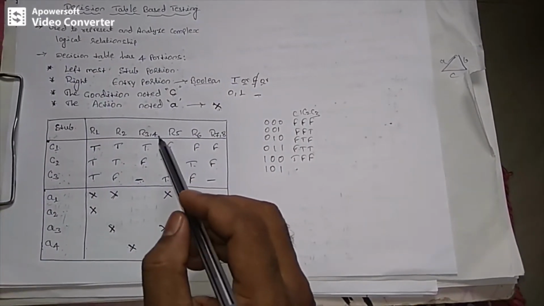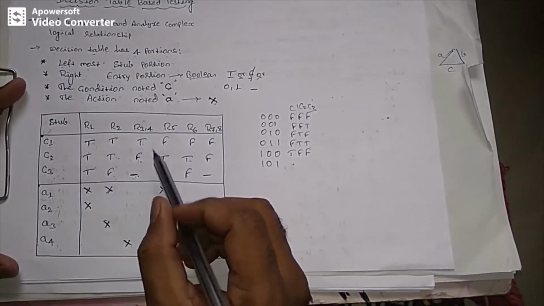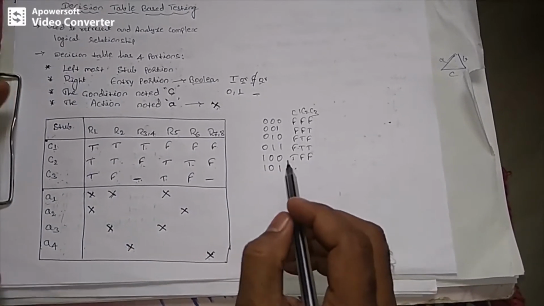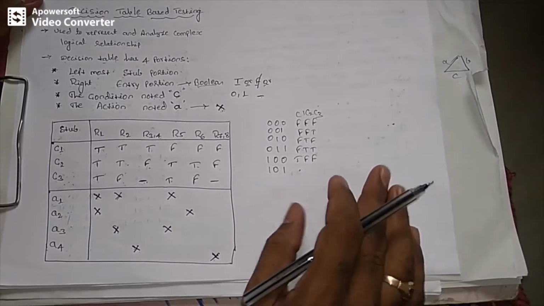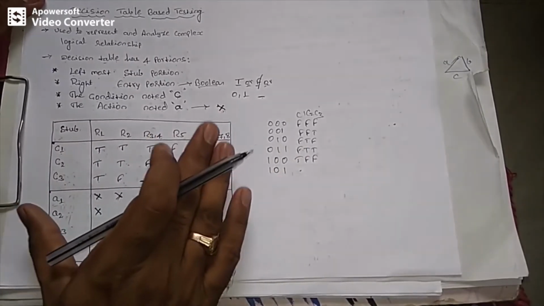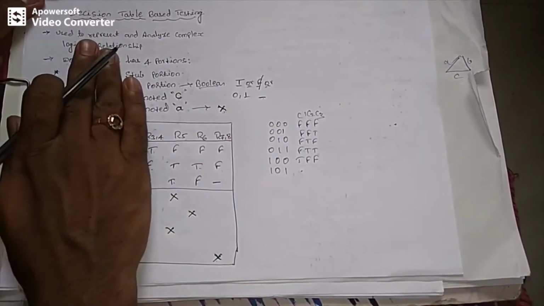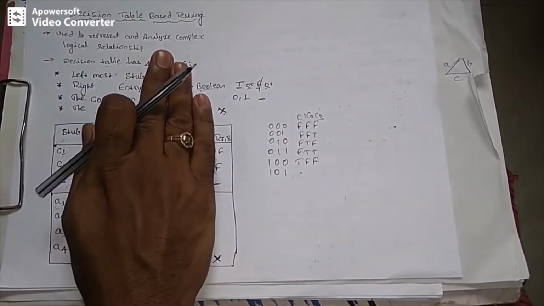Programs in the next example. Now in the next example we will start with the triangle problem. How a triangle problem can be represented using the decision table technique, that we will continue.